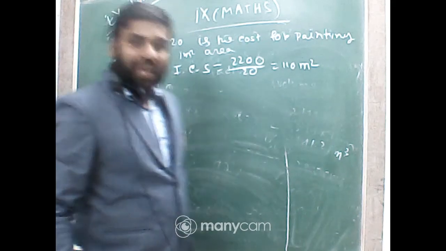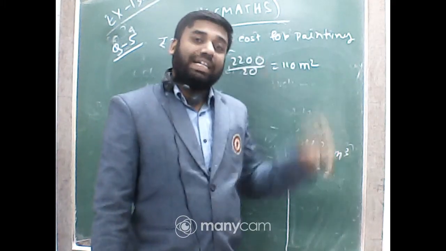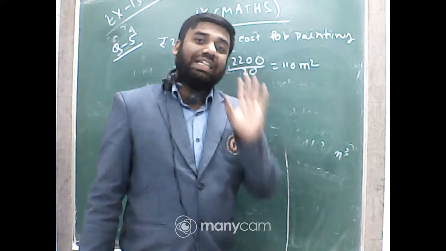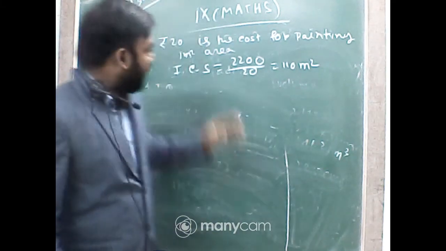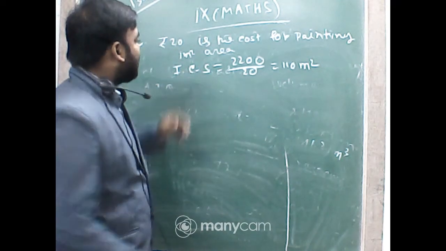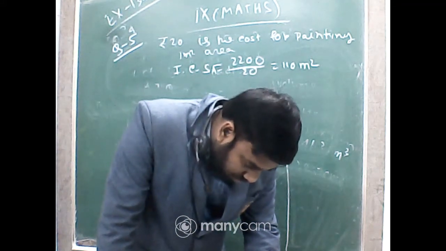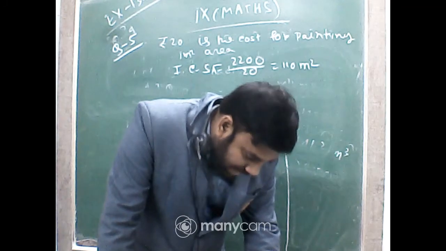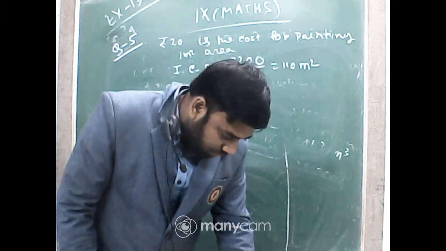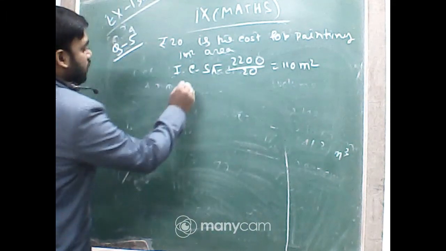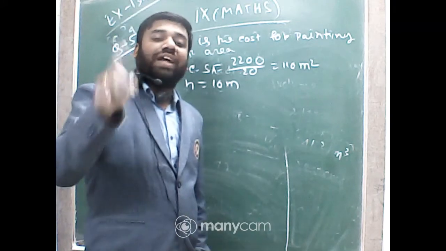Okay, so total cost equals rate into area, that formula we have used. Here the rate and the total cost are given, so we can easily find the area. In this way we get the inner curved surface area, that is 110 meter square. And one thing, students, h is given, h is 10 meter. Next we need to find the radius.